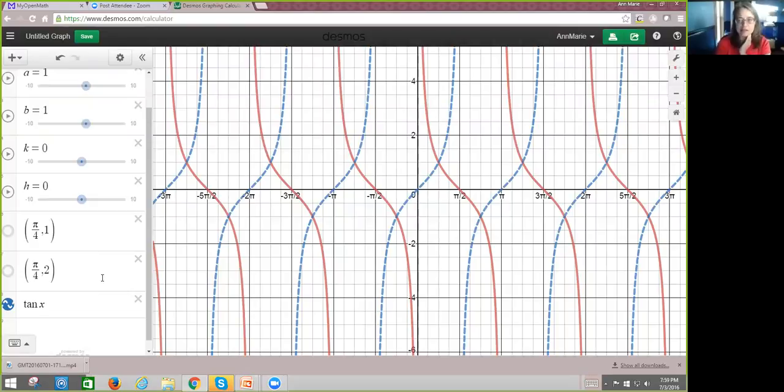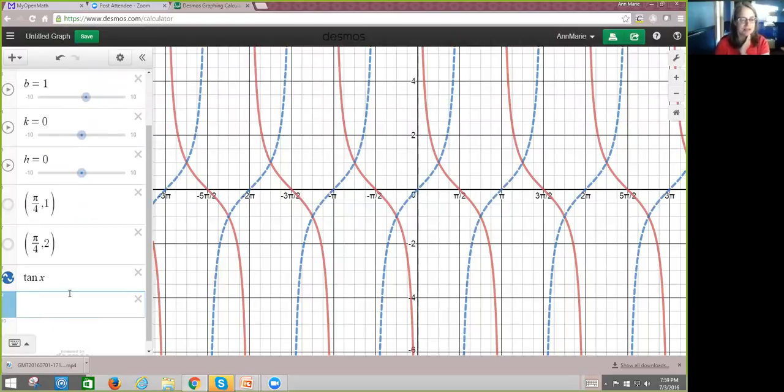shifted and turned upside down, but let me put another line here. If we look at mirroring tangent across this, no, that's not going to work. Never mind.